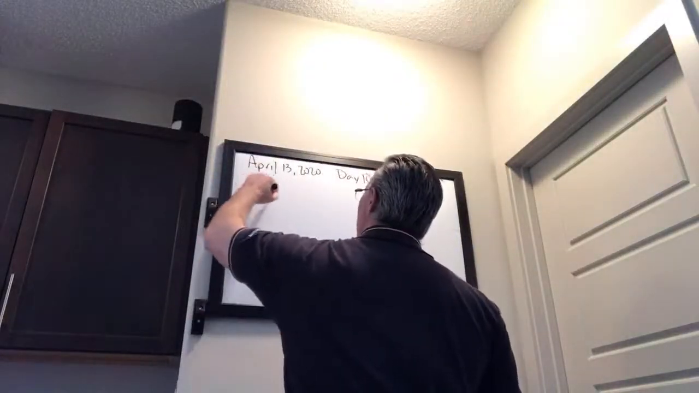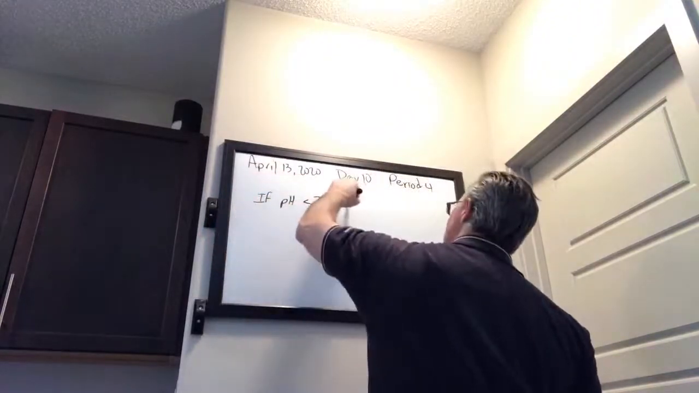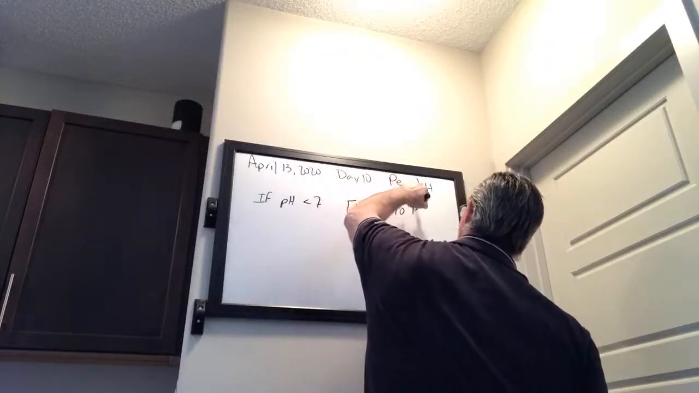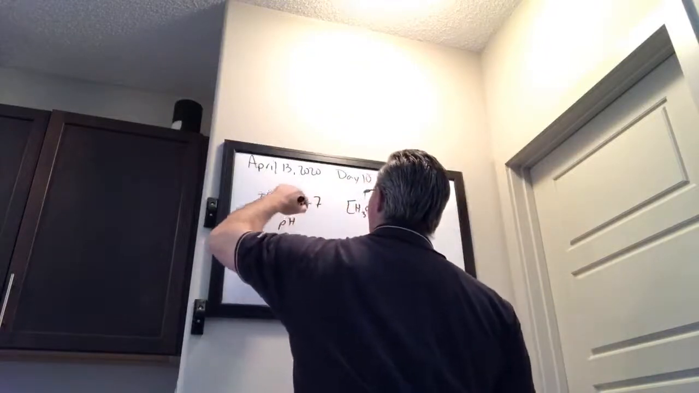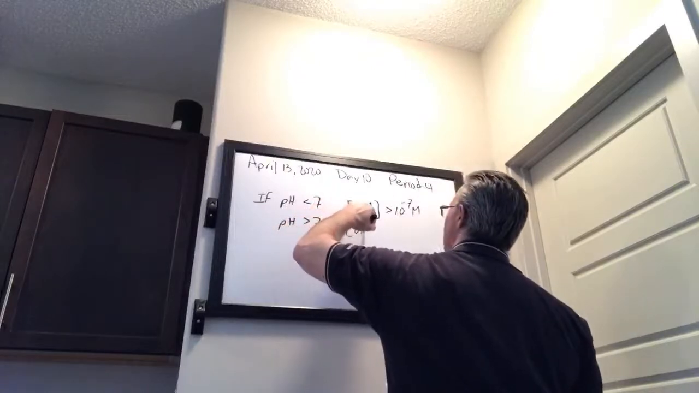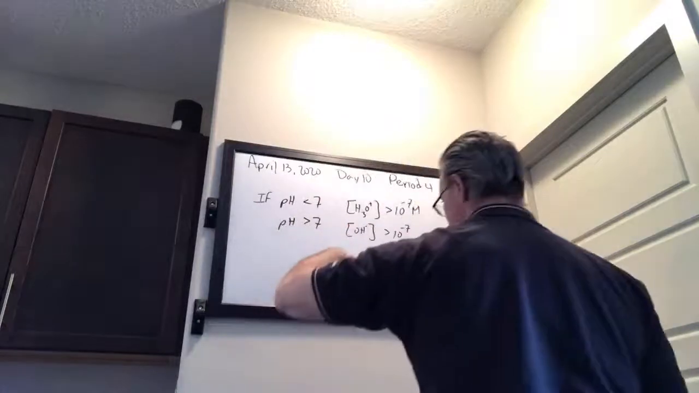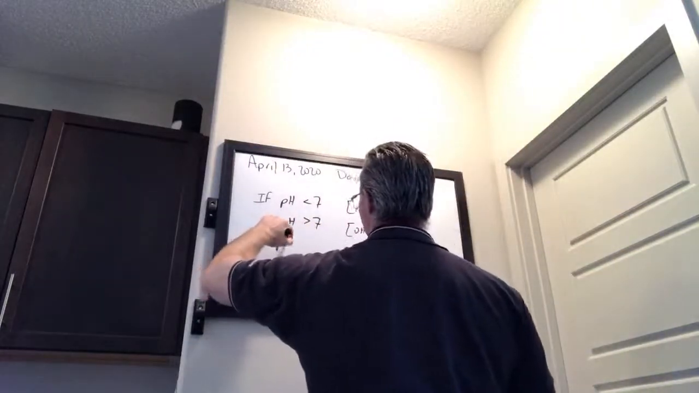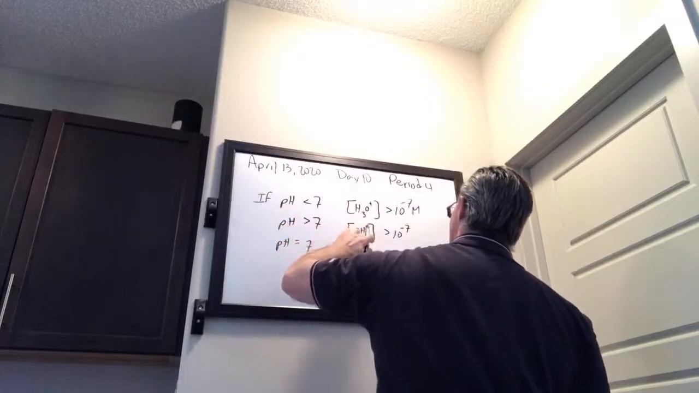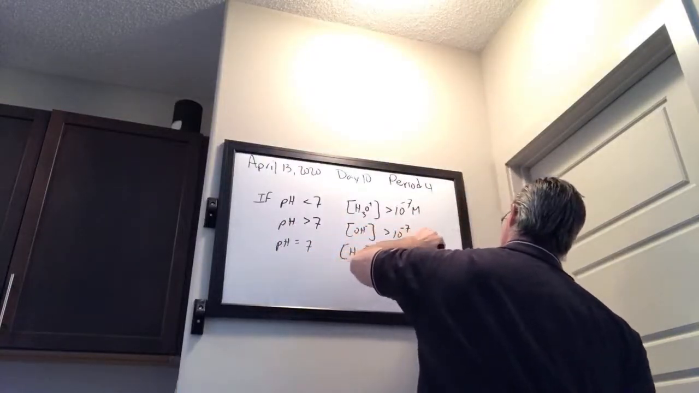If pH is less than 7, then your H3O+ concentration is greater than 10 to the negative 7 molar. And if pH is greater than 7, then the OH- concentration is greater than 10 to the negative 7. Obviously the H3O+ concentration is less than 10 to the negative 7. And if pH equals 7, then H3O+ concentration equals OH- concentration, which equals 10 to the negative 7.